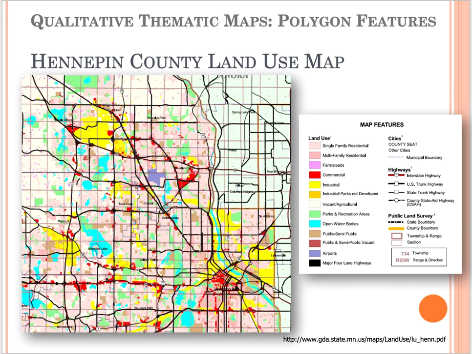So here we could see this is the Hennepin County land use map. Again, our base map is Hennepin County, and we are using polygon features that are color coded to show us the different types of land use. So for example, light pink is single family residential, whereas purple is showing us where the airports are located. So I see the airport right here.